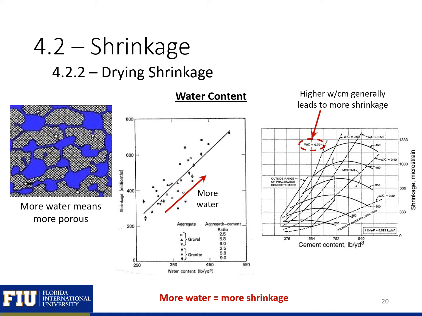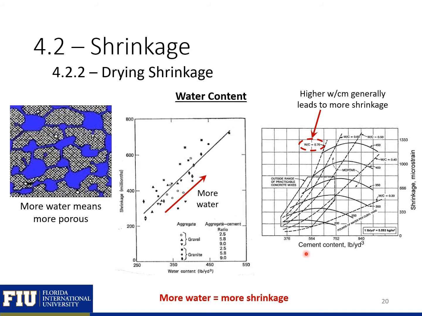We can next see that our water content is going to affect our shrinkage. If we have more water, it means that our concrete will be more porous. So it's easier for the water to move through our concrete and easier for our water to leave our concrete. So you can see here shrinkage plotted versus water content. We can see that more water means higher shrinkage.